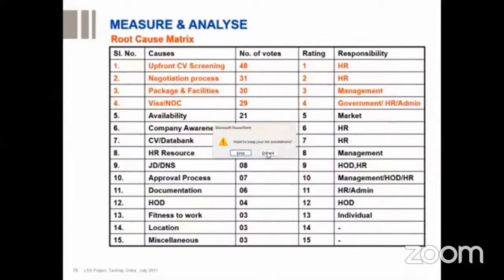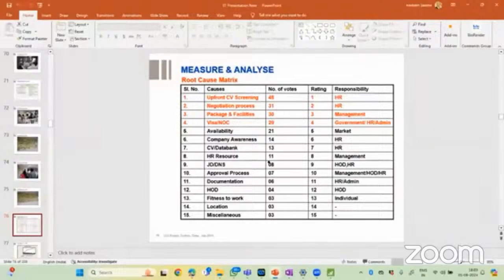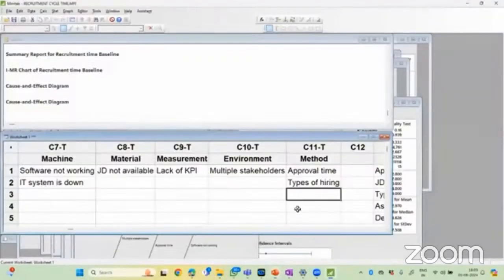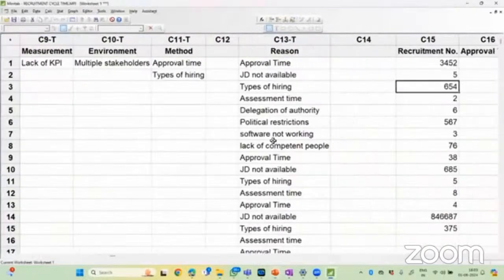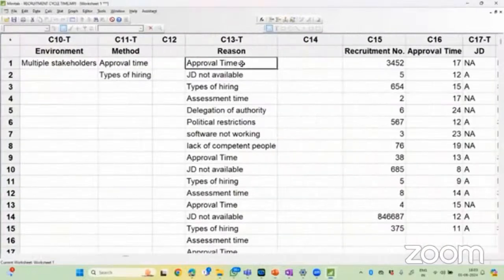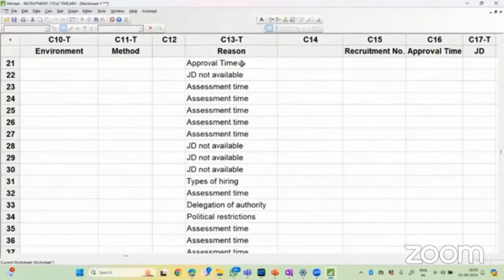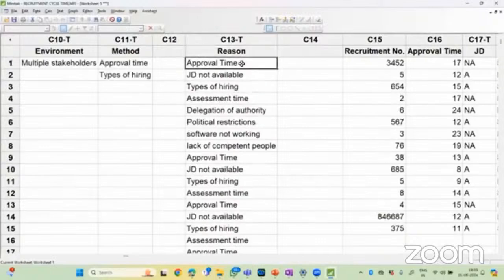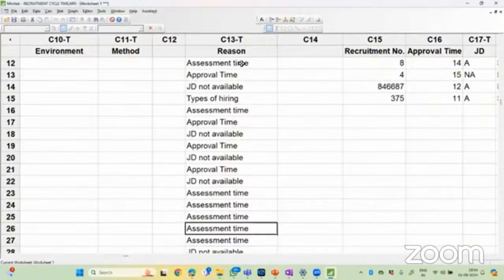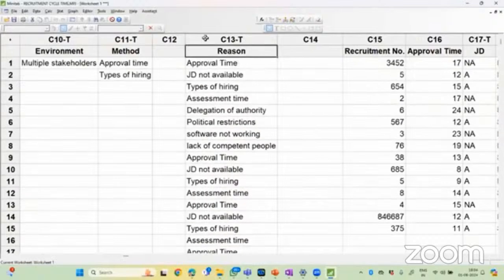So here I used nominal group technique where I took the opinion of the people, but in another way, I can in fact look at the real data. Let's say I studied around 38 recruitments. The first recruitment got delayed because of the approval time. The second got delayed due to job description not available. The third got delayed due to 2 reasons: types of hiring, a special type of hiring it was, and assessment time was too high. So we write down all the reasons, and some of the reasons will keep appearing again and again, more times.